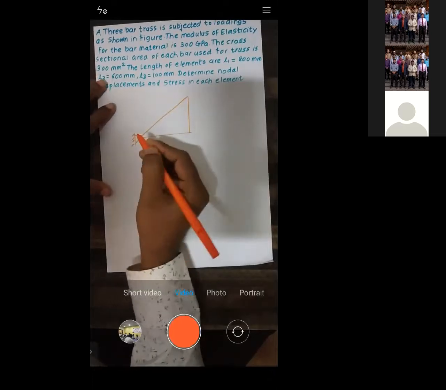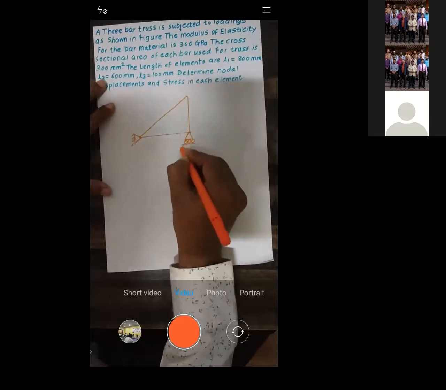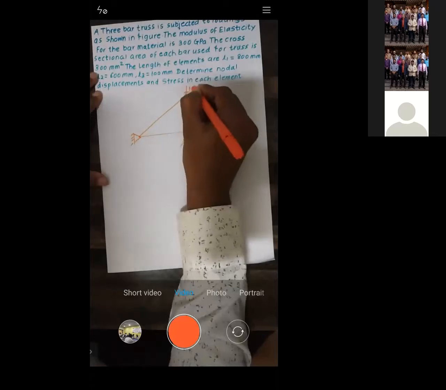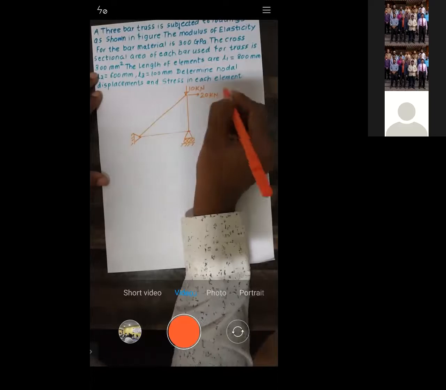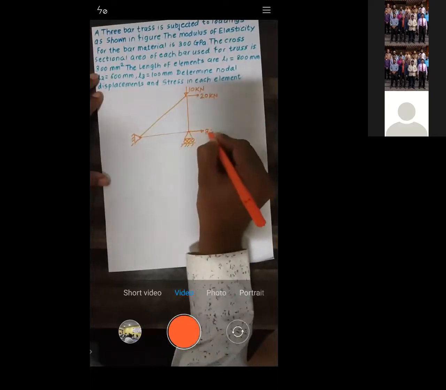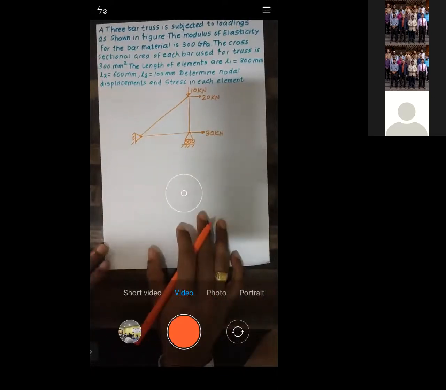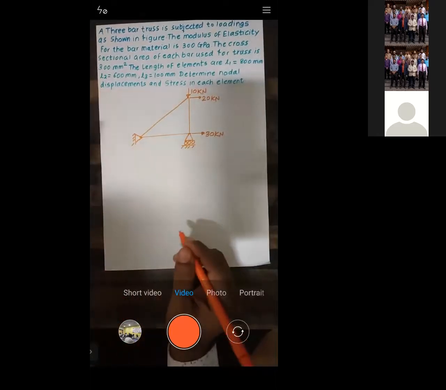At this point it is fixed. At this point they are provided with the roller. At this point they applied the load, 10 kilonewton, and this is 20 kilonewton load they applied. Similarly, they have applied 30 kilonewton here. This is the problem which we are expected to solve. So let us start solving this problem.